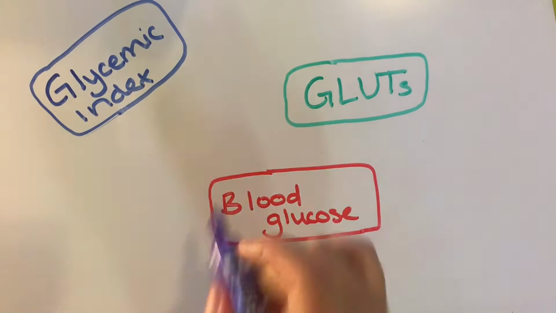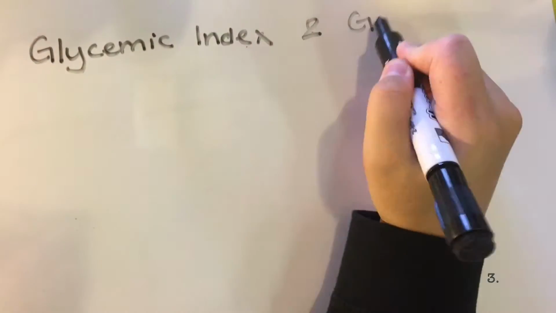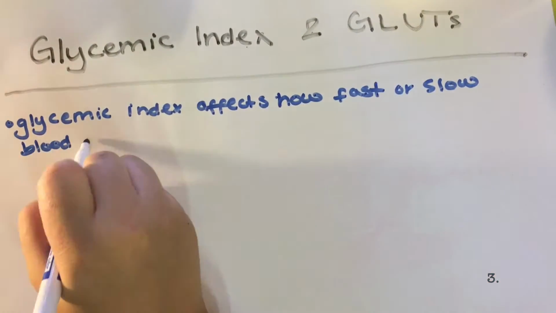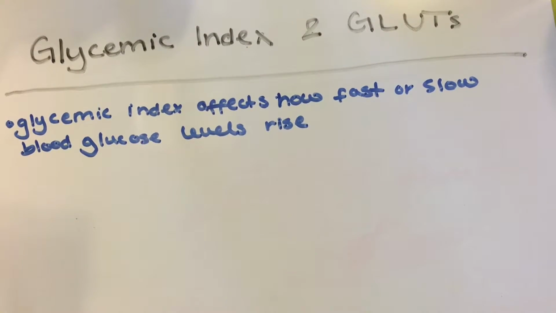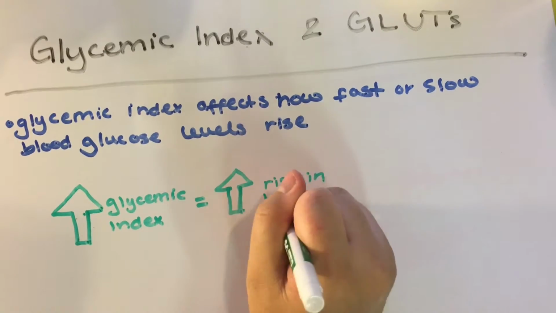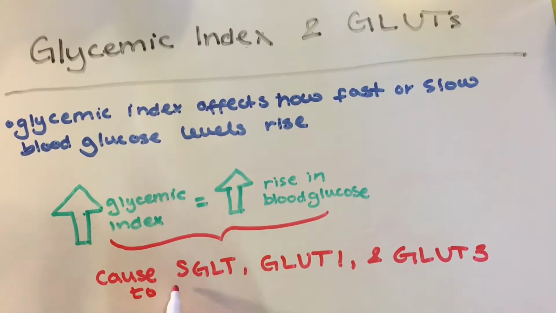Now that you have all this information, you're probably wondering how they all relate back to the GLUTs. Well, to start off, the glycemic index directly affects the GLUTs because the glycemic index affects how fast or slow the blood glucose levels rise. If there is a sudden high rise in blood glucose levels, it will be taken in by SGLT1, GLUT1, and GLUT3.